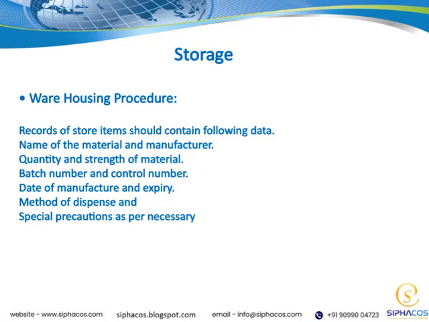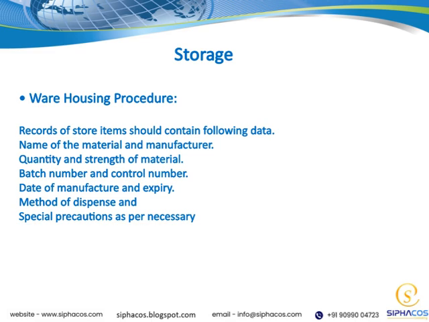Now, let's dive into the warehousing procedure. It's crucial that records of store items are comprehensive and accurate. This means including key details such as the name of the material and the manufacturer, so we can easily identify the source and ensure traceability.